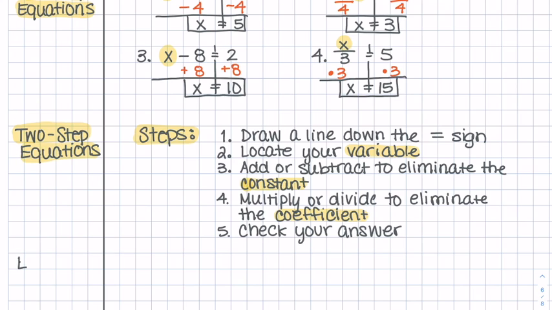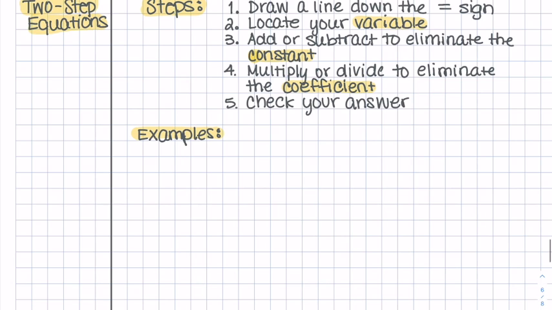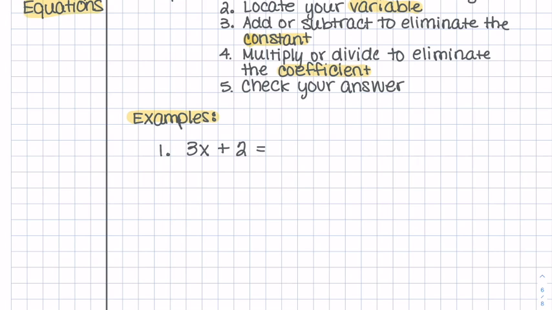So I'm going to write examples here since we had steps. Actually, we can just write it here. Examples. Okay. I'm going to scroll down a little bit so now we can just see our steps. So the first problem we're going to do is going to be 3x plus 2 equals 17. 3x plus 2 equals 17.